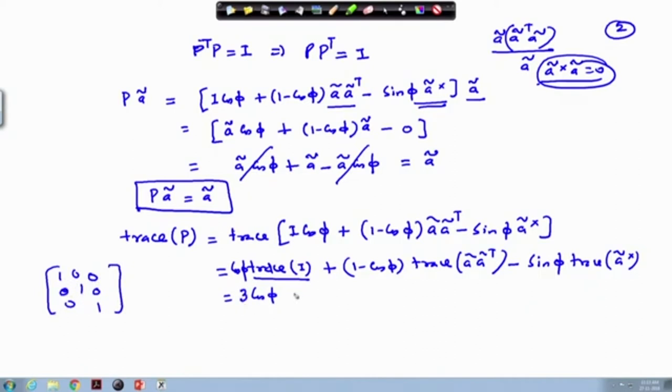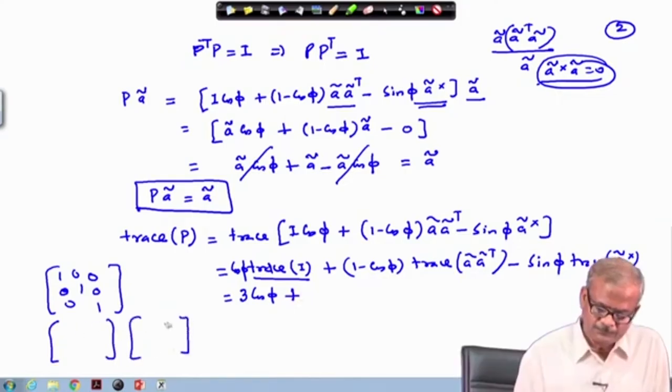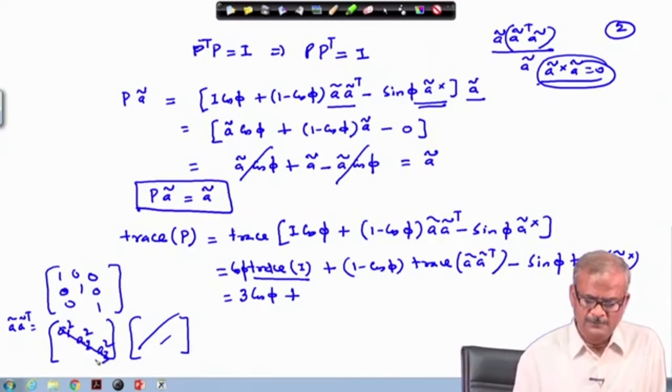So we will put 3 here, and then the trace of A tilde times A tilde transpose. This will turn out to be a symmetric matrix whose diagonal terms will be A1 square, A2 square and A3 square. Okay.